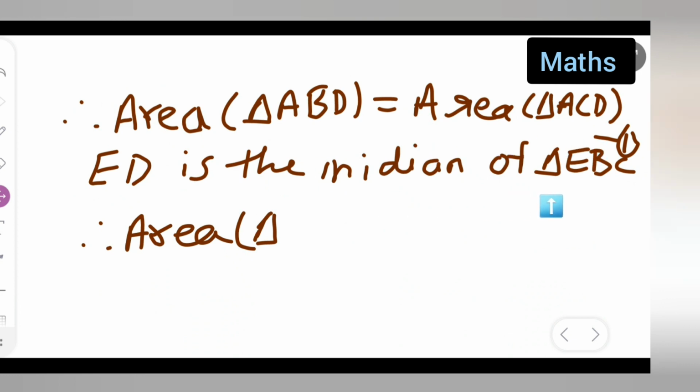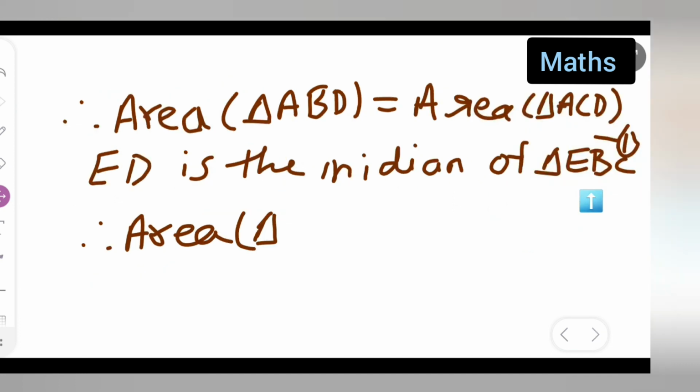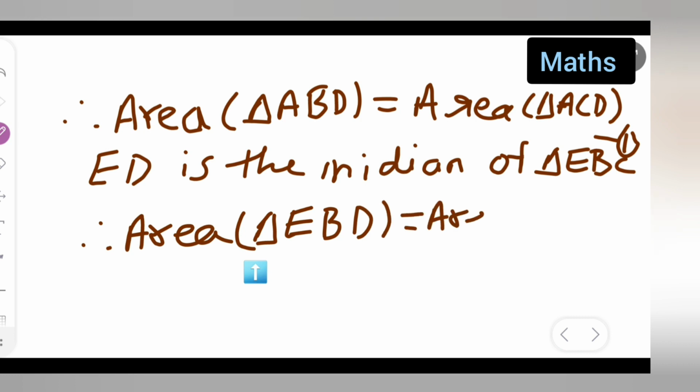So ED is the median of triangle EBC, right? So ED is the median of triangle EBC. Therefore, area of triangle EBD is equal to area of triangle ECD, and take this as equation 2.